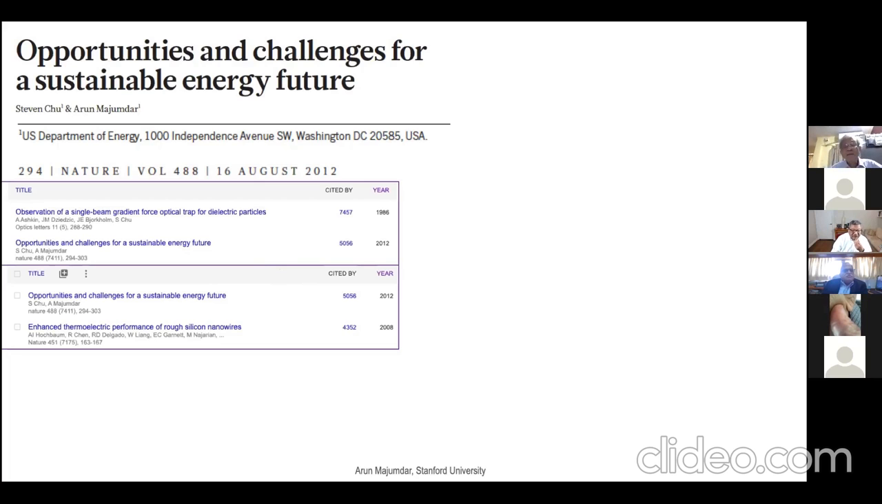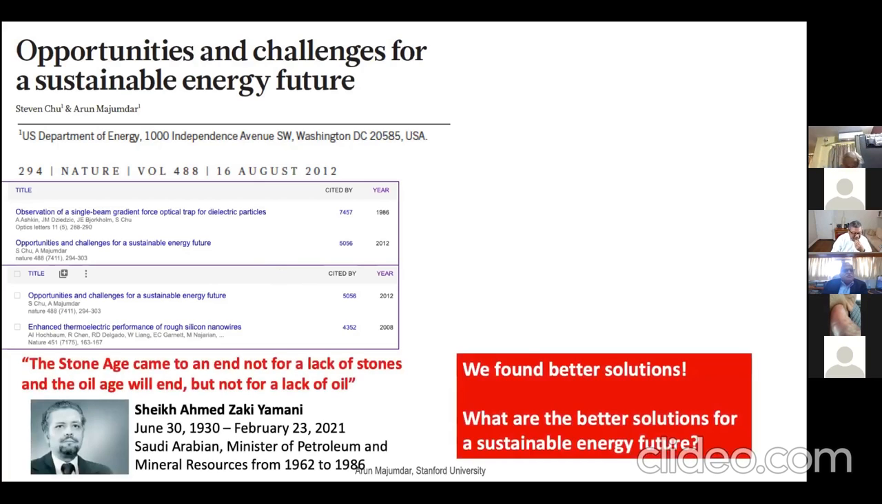But one of the things we noted is a very famous saying by the former oil minister of Saudi Arabia, who passed away last week. The Stone Age came to an end not for the lack of stones, and the oil age will end, but not for the lack of oil. The amount of hydrocarbons that we have in the ground is roughly the same in terms of the number of moles of oxygen we have in the atmosphere, because that's where the oxygen really came from, the photosynthetic process.